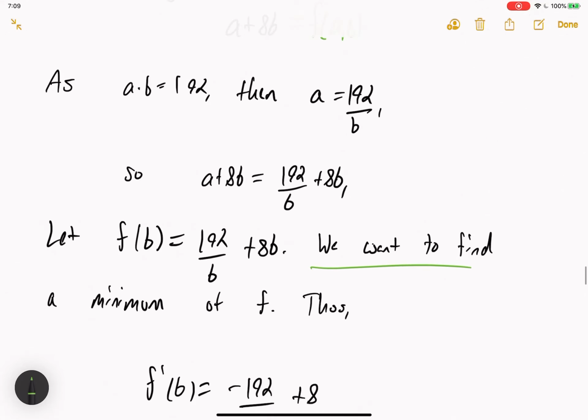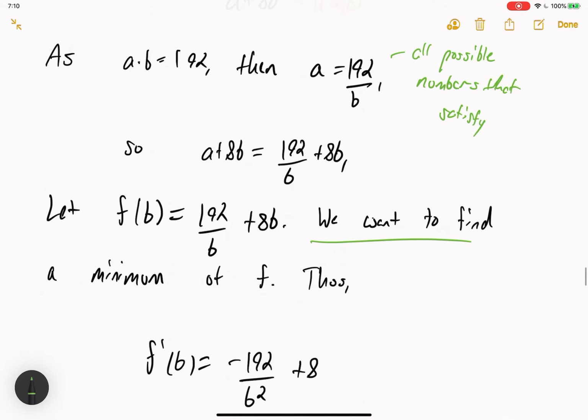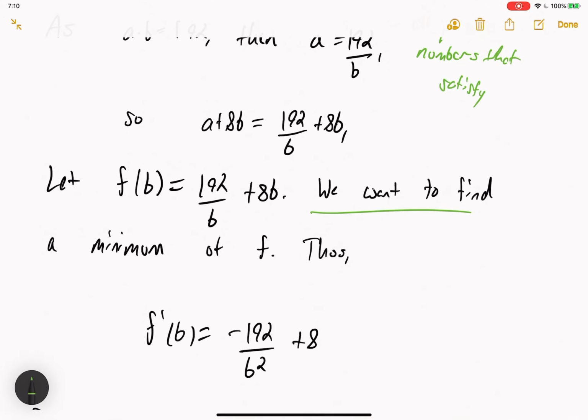So when we needed to talk about them more generally, we said, okay, in this case, we're going to let all possible numbers such that their product is equal to 192. And whenever we consider all possible numbers, this is how we get this relationship right here. And then the minimum value of f, that b value, that in itself was our minimum.